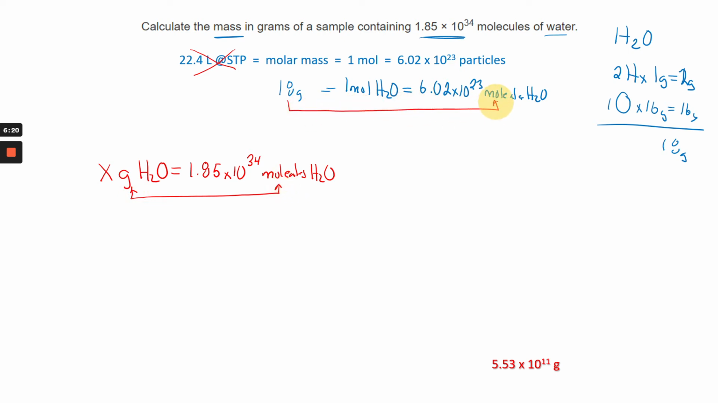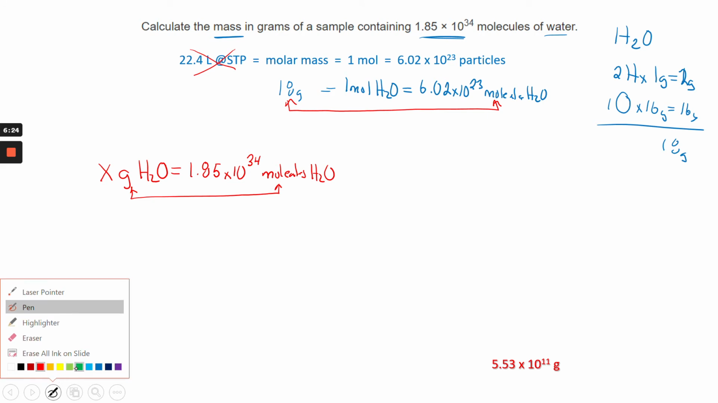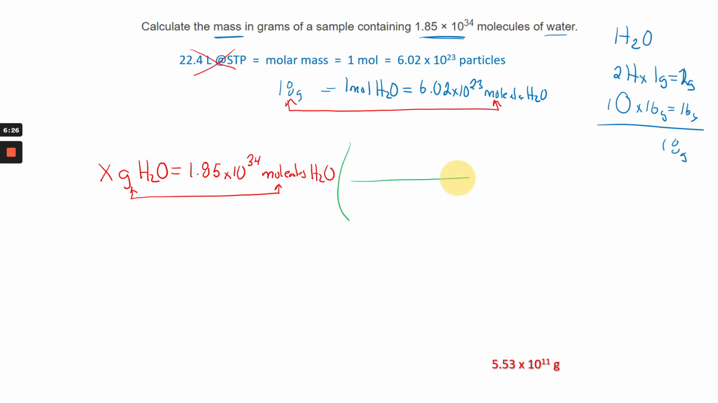18 grams is an Avogadro number of molecules. So I'm going to go ahead and put that in. I know that every 6.02 times 10 to the 23rd molecules of water is equal to 18 grams of water. Molecules of water cancel like that.